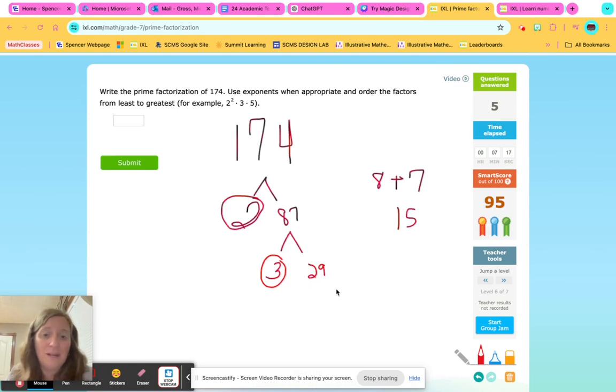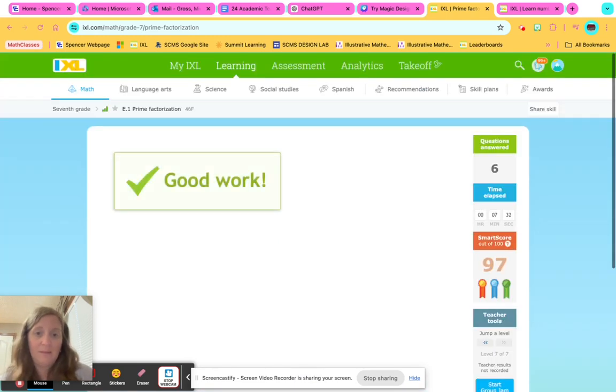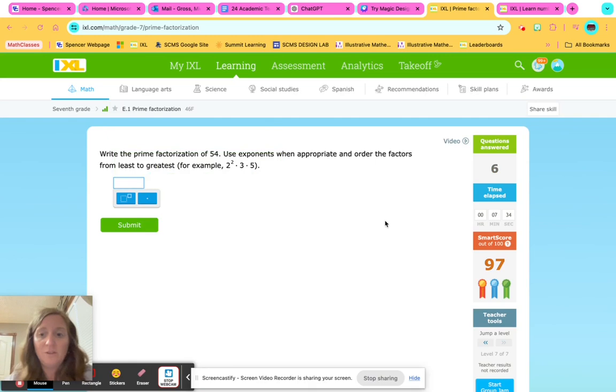So we could pretty much guess that 29 is going to be prime. So we've got 2 times 3 times, I'm going to circle this because it's prime, 2 times 3 times 29. And we got it. All right, so now let's do 54. And this will be our last one.